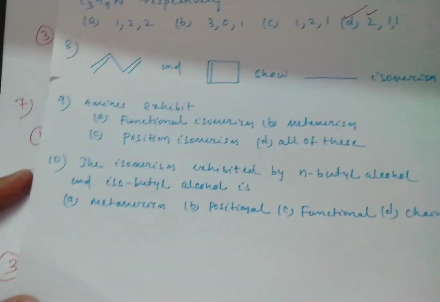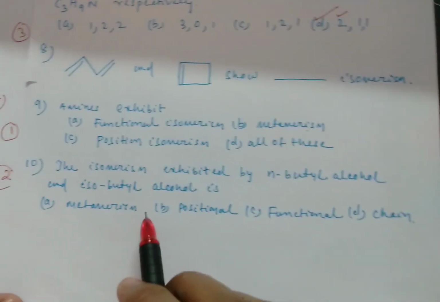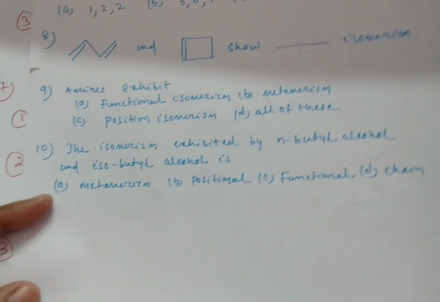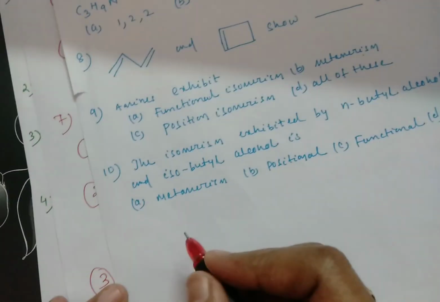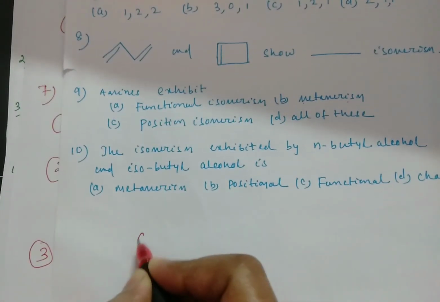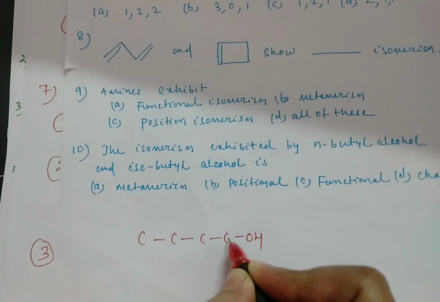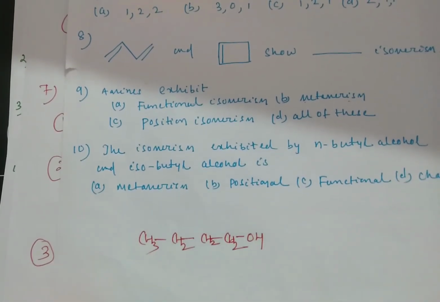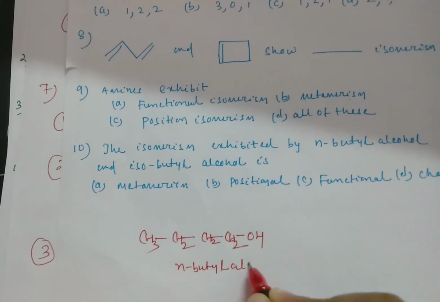Next is the isomerism exhibited by N-butyl alcohol and isobutyl alcohol. Now draw the structure first. How can you write N-butyl alcohol? See here, 1, 2, 3, 4. And this is your OH group. So this is your CH2, CH2, CH2, CH3. This is your N-butyl alcohol.